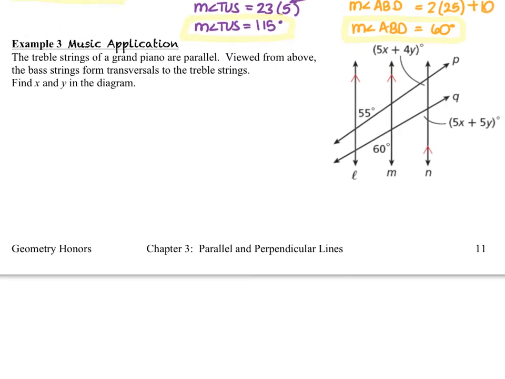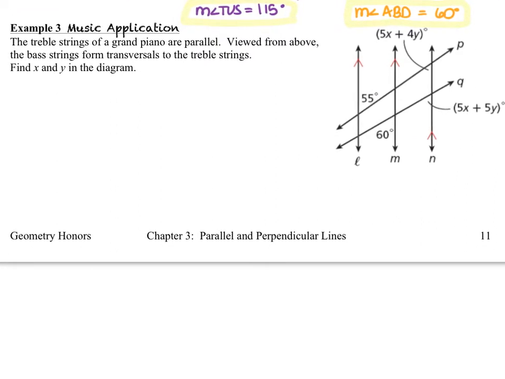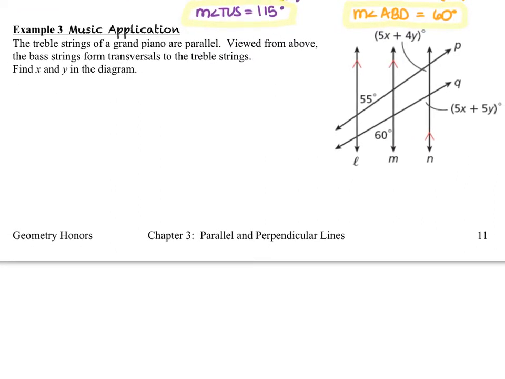Now, example number 3 is a music application, and we see that there are 3 parallel lines listed, lines L, M, and N. And we have 2 transversals going through them, lines P and Q. All right, now let's read the example. It says the treble strings of a grand piano are parallel. Viewed from above, the bass strings form transversals to the treble strings. Find X and Y in the diagram.